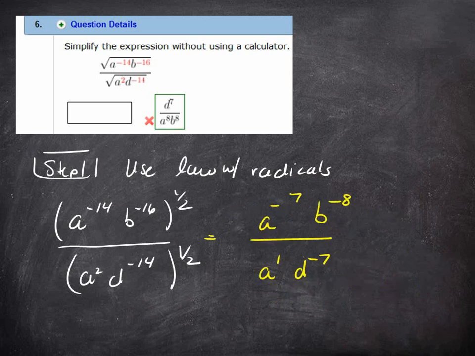Okay. So if you apply that law, see what I did is I brought the 1/2 inside with the negative 14, so it became negative 7. 1/2 with negative 16 became a negative 8. 1/2 times 2 becomes a 1, and 1/2 times negative 14 becomes negative 7. So if you're taking notes, just put equals next to what you just wrote so that you can see that this is the next step.